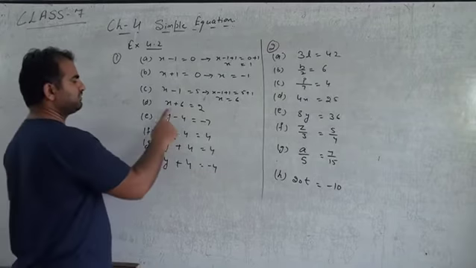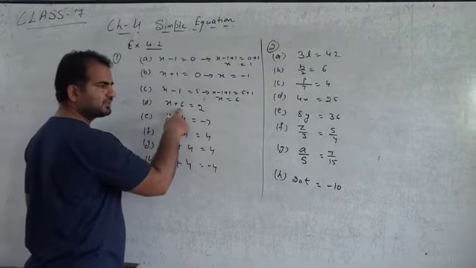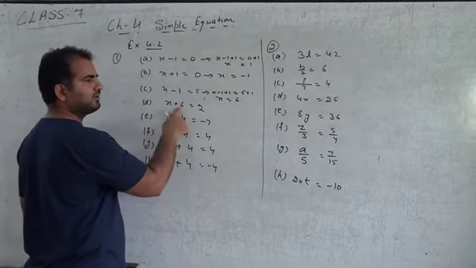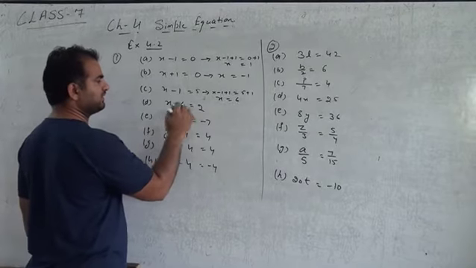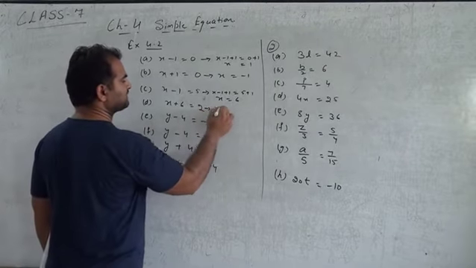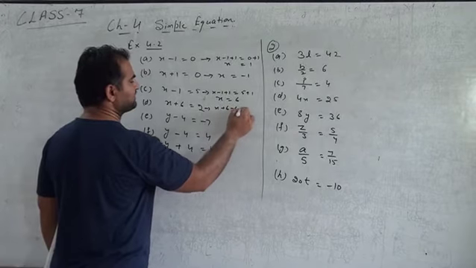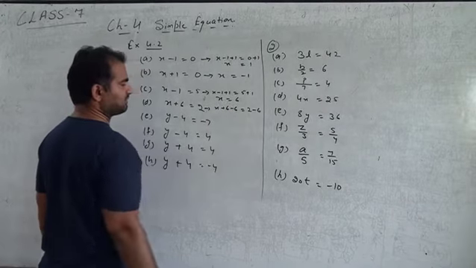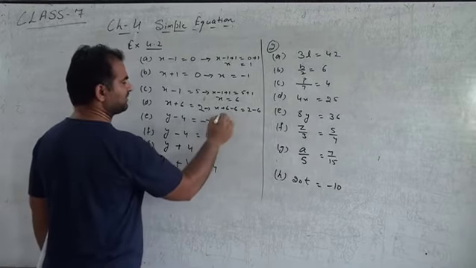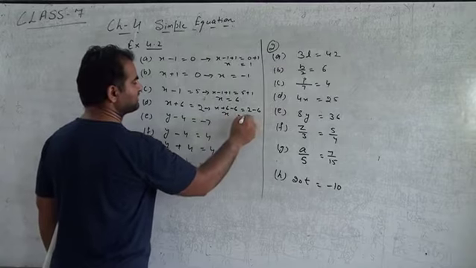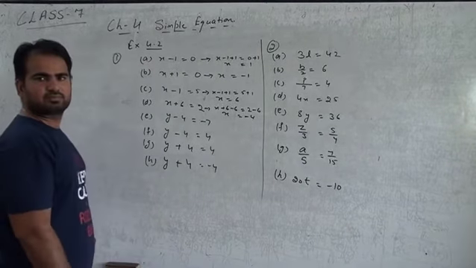Okay. Next, what we have to do? We have to remove this 6. Then we have to subtract 6 from each side. So it will be like x plus 6 minus 6 is equal to 2 minus 6. So plus 6 and minus 6 will be cancelled. So x is equal to 2 minus 6, which is minus 4.